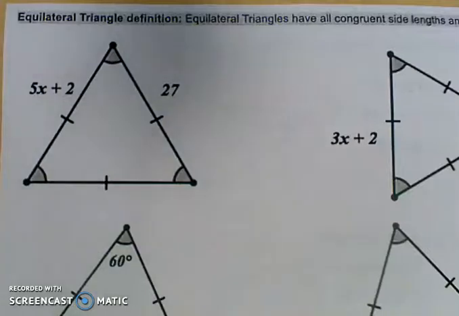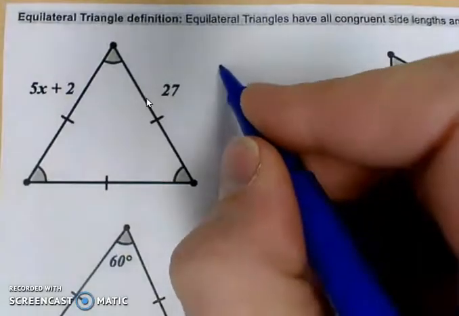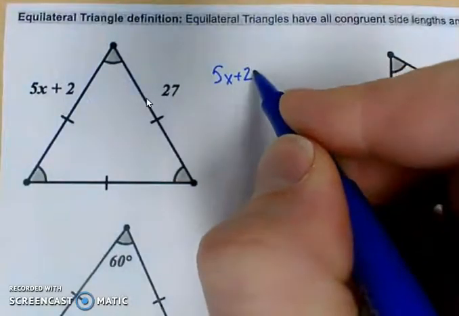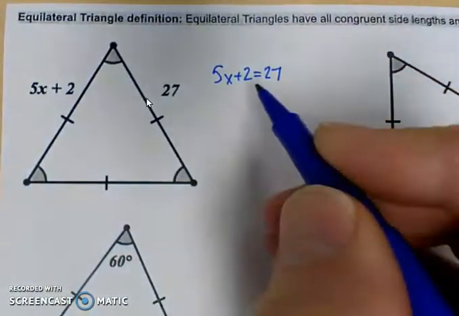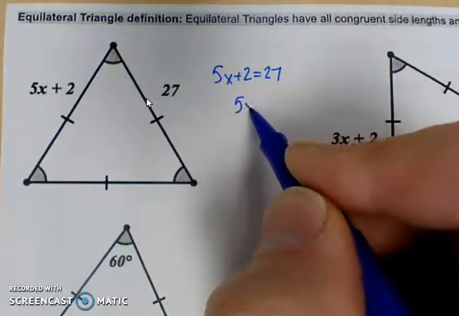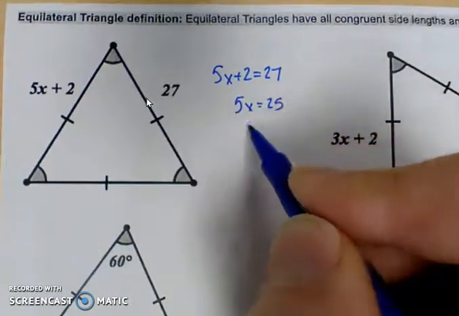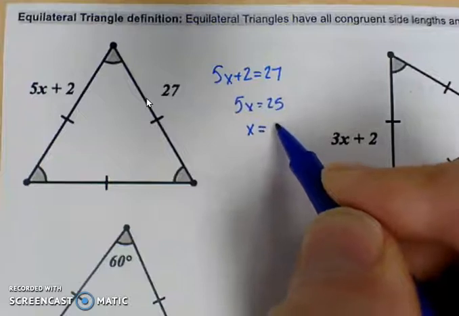Let's look at an example of an equilateral triangle. Again, it's clearly marked that the three sides are congruent. Therefore, I know that these two legs are congruent. And I can simply write 5x plus 2 equals 27. Subtracting 2 from both sides, I get 5x is 25 and x is 5.